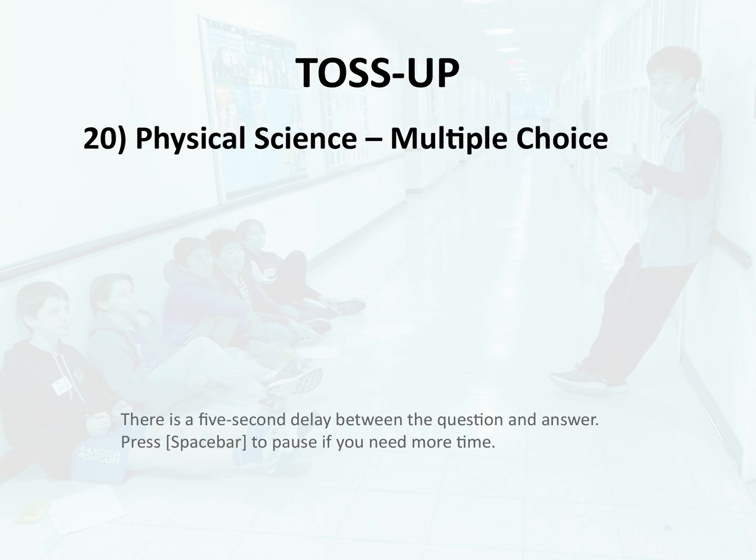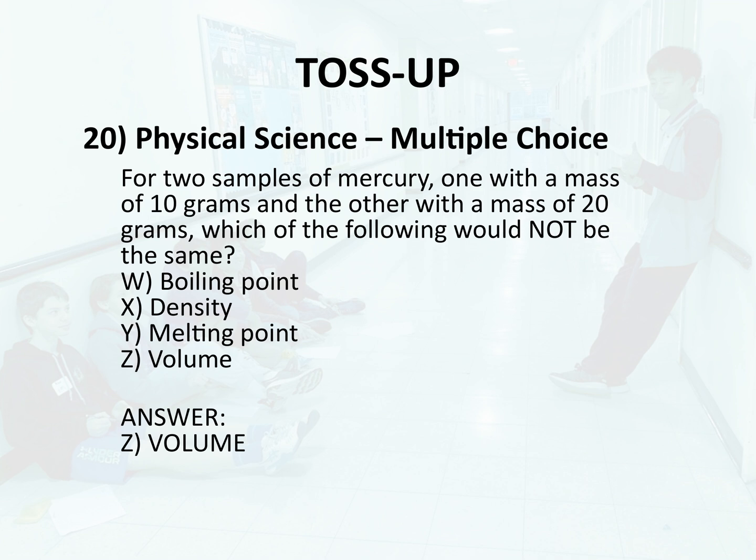Toss-up 20. Physical science, multiple choice. For 2 samples of mercury, one with a mass of 10 grams and the other with a mass of 20 grams, which of the following would not be the same? W. Boiling point. X. Density. Y. Melting point. Z. Volume. Answer: Z. Volume.